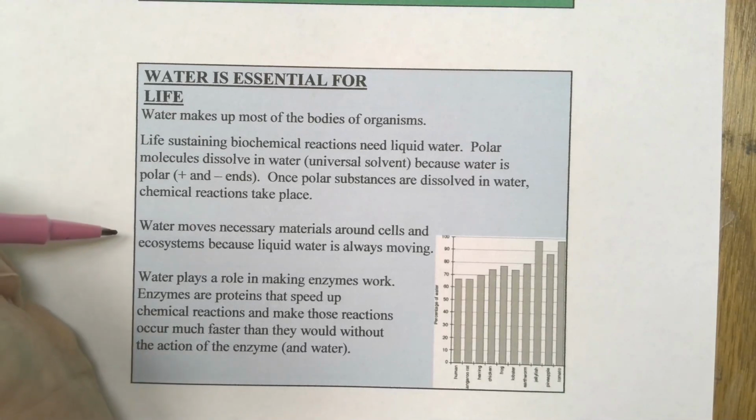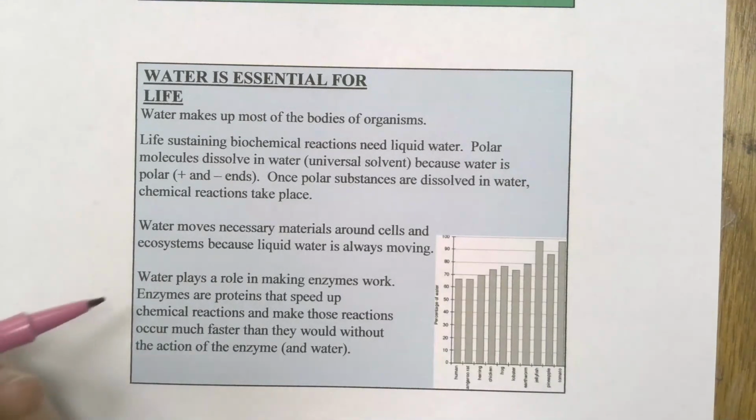Another thing that water does in our bodies is it moves necessary materials not only around cells, but throughout our body, okay, as part of our blood, for example, has water within it, and what have you. And then water can also move substances around ecosystems out in nature. Just think of a river or stream. That's kind of a simple way to keep that for right now. Basically, liquid water is always moving.